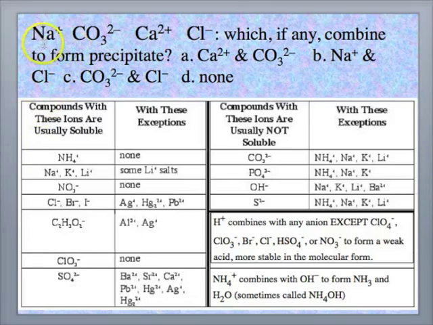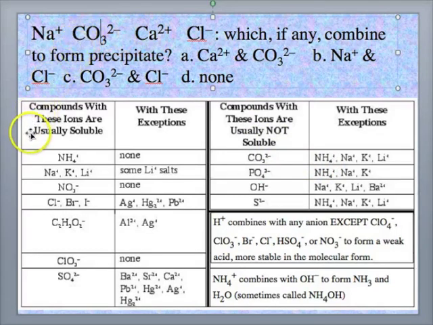So here they are. We have sodium ion and carbonate ion and calcium ion and chloride ion. We know all compounds with sodium are soluble. We know most compounds with chloride are soluble except for silver, mercury, and lead. What about carbonate? Well, let's see now. Carbonate is in our usually not soluble column, and calcium is not an exception. So there it is, telling us that calcium carbonate would form.